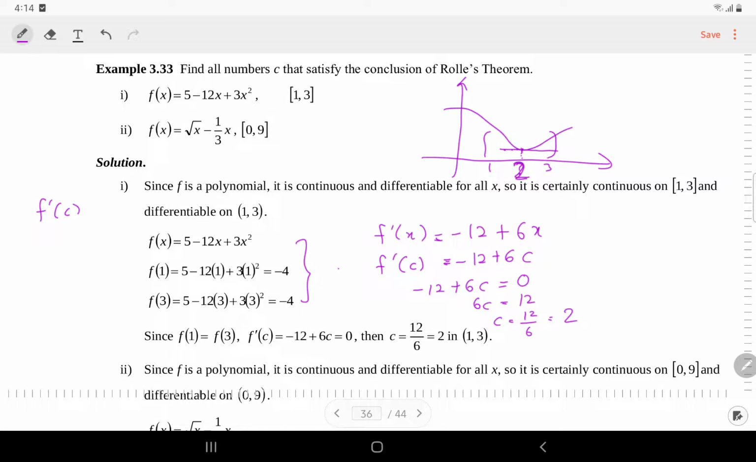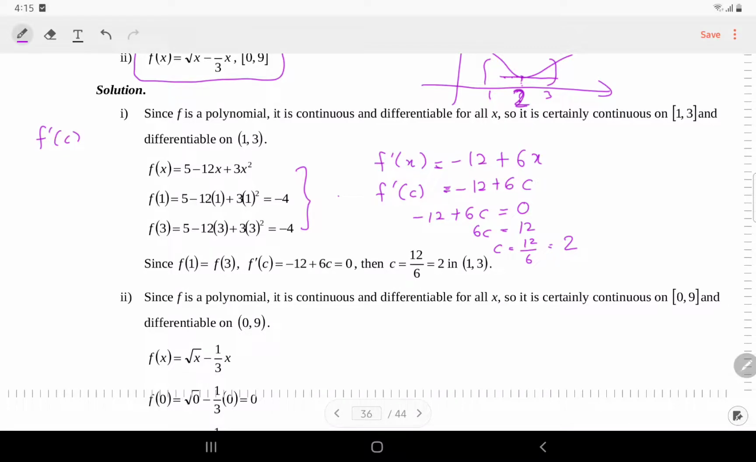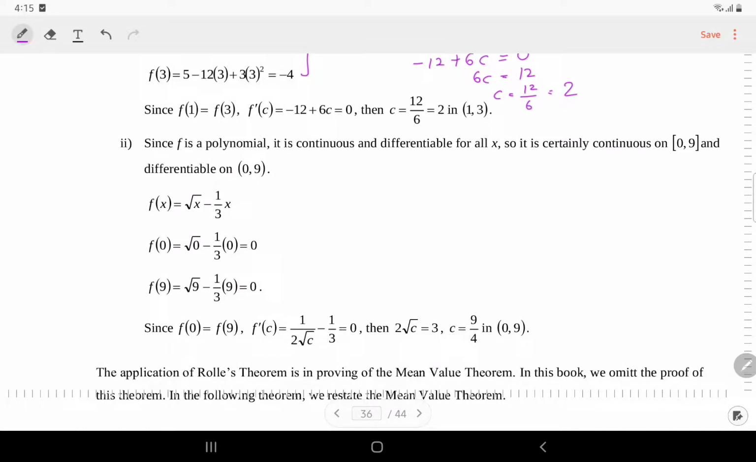Okay, another example is this one. Dekat dalam ni pun sama. Between interval 0 to 9, we want to determine which point of x has 0 slope of the tangent line. So we are going to implement the same steps as before. We need to differentiate this function.